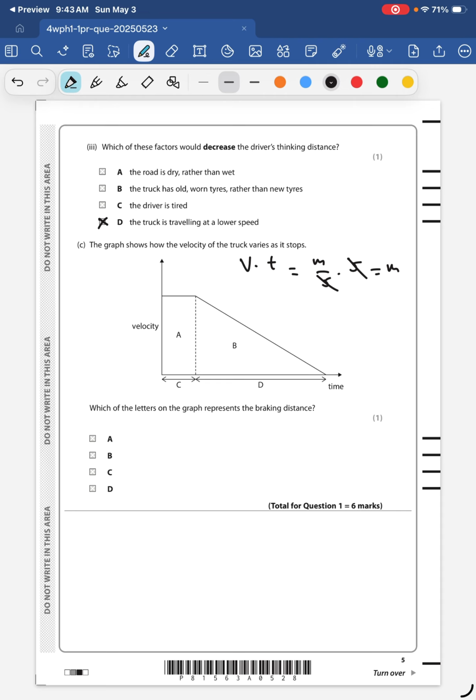Let's read the options. Which of the letters on the graph represents the braking distance? Okay, so this is the thinking. Okay, let's read everything that is wrong. So C is the thinking time, D is the braking time, A is the thinking distance. So B is the answer we need. Okay, I hope this makes sense. I went over it fast. So the correct answer is B. Okay, because B gives you the braking distance.